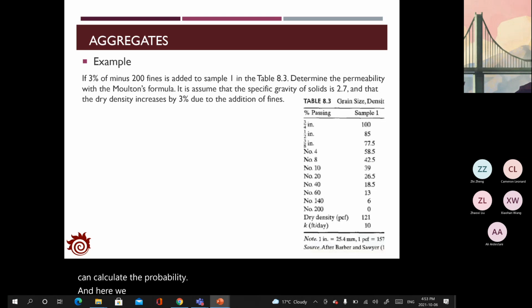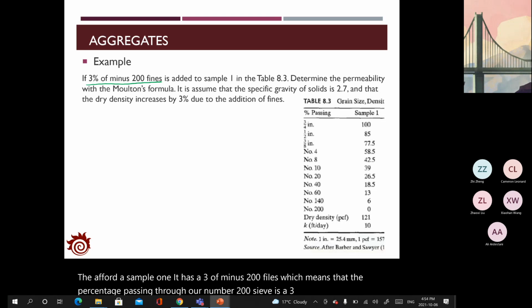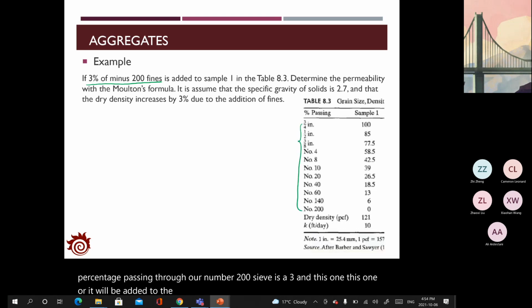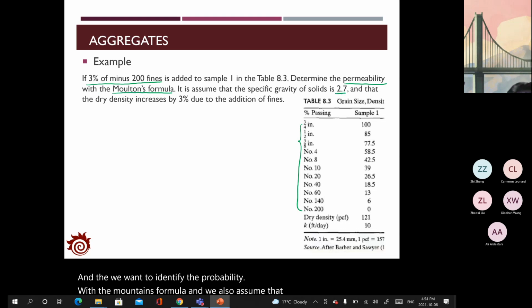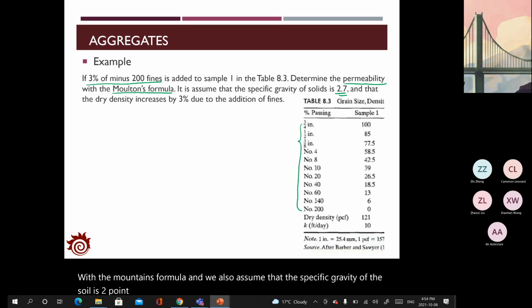Here we see that for sample 1, it has 3% of minus 200 fines, which means that the percentage passing through the number 200 sieve is 3%, and this will be added to the original sample. We want to identify the permeability with Mountain's formula. We also assume that the specific gravity of the soil is 2.7, and the dry density increased by 3% due to the addition of the fine particles.